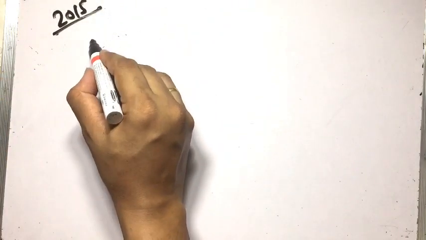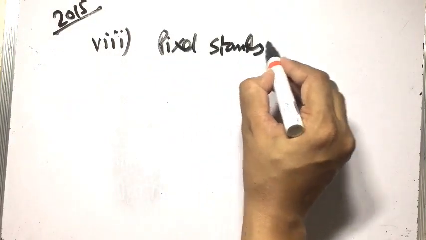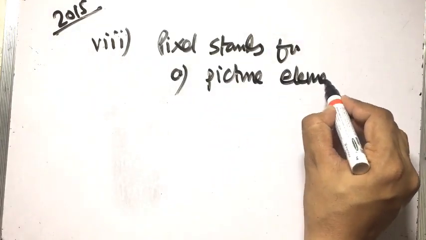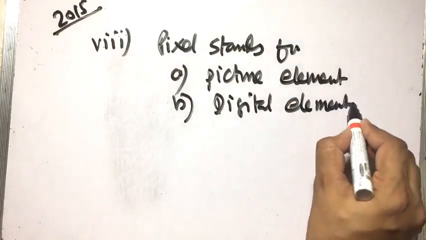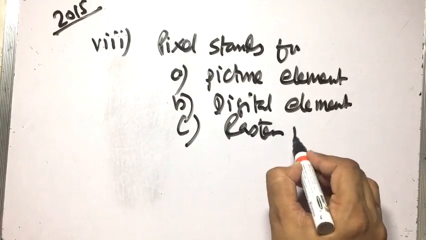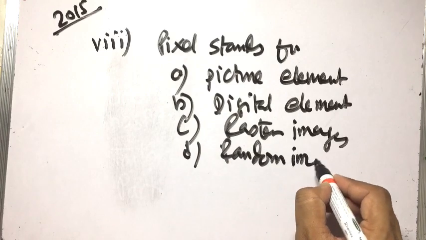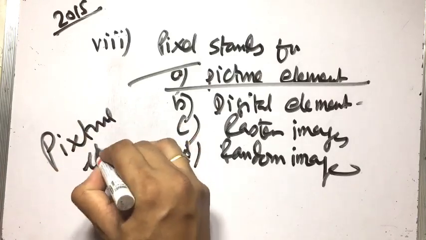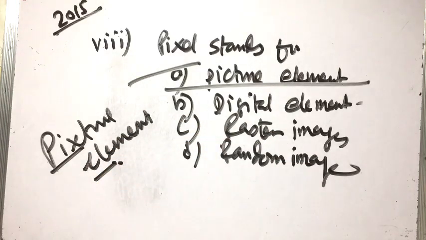Next, question number 8. Pixel stands for option A, picture element. Option B, digital element. Option C, raster image. Option D, random image. The full form of pixel is picture element. Picture element is the right choice.